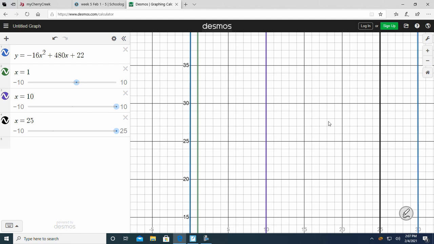Okay, so let's just see what's going on here. I have a lot of information. This blue is going to go way up here, and then it's going to come back down over here. It's a parabola. This is what happened at 1 second, so I want to find the intersection way up there. This one is at 10 seconds, so I want to find the intersection way up there. And this black is 25 seconds, so I want to find the intersection way up there.